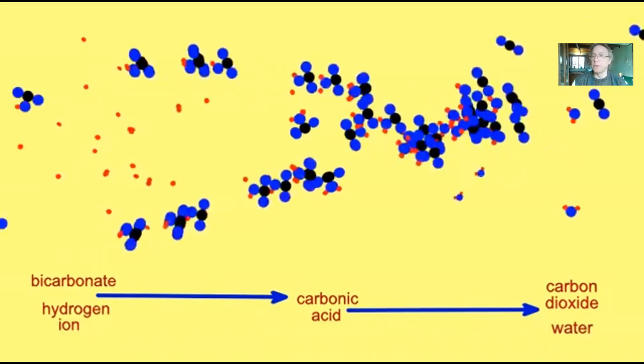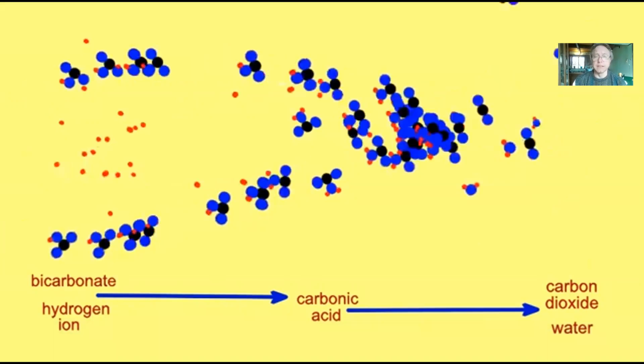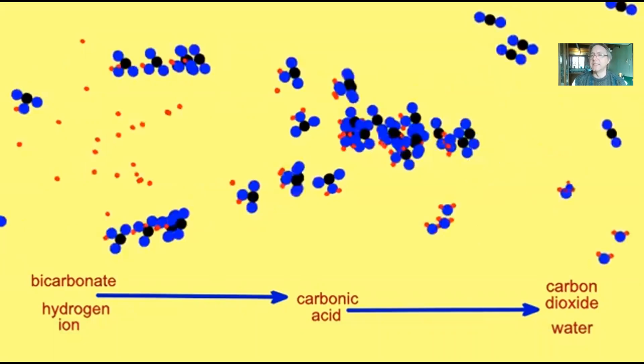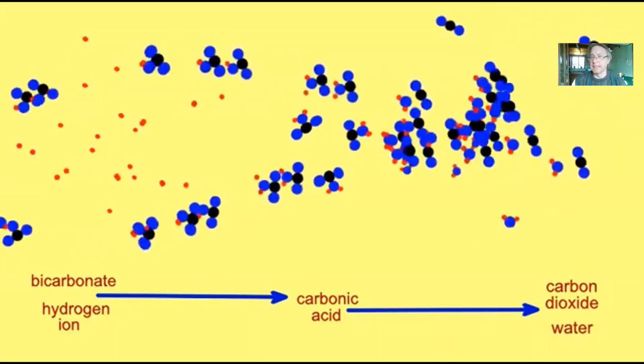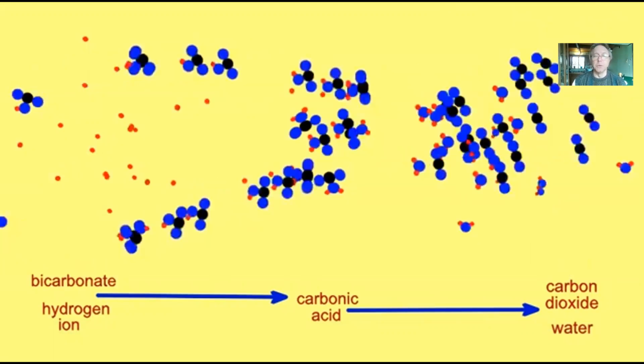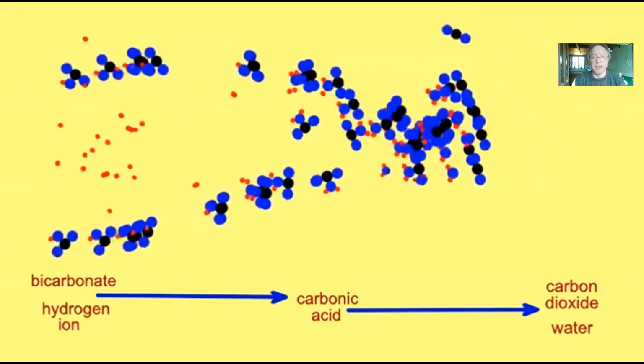So we began with too much acid, too many red dots, and now they're gone. And so the buffer has resisted a change in pH. You added acid to blood, but yet the pH did not change. This will continue as long as there is bicarbonate.